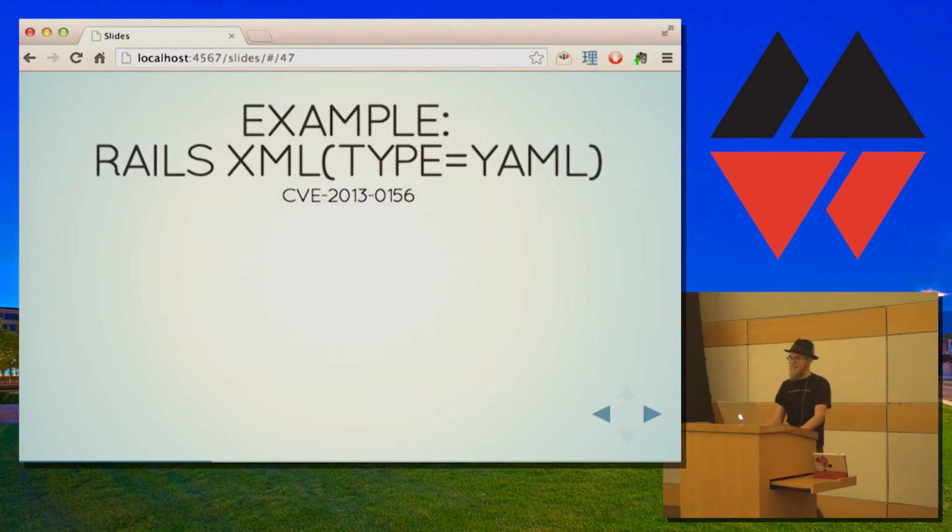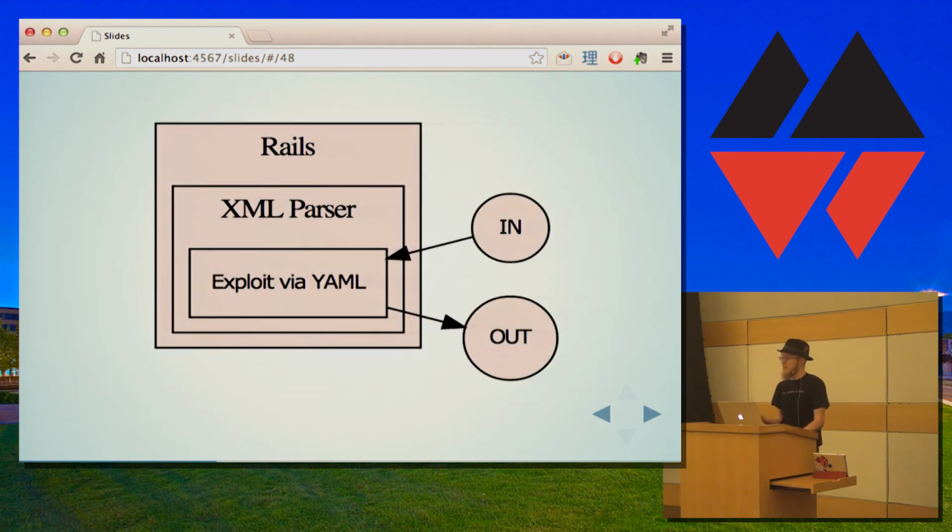So let's talk about an example. Last year, Rails had this bug where, when you had XML that you were trying to parse, it would take that XML, and if it had a special little thing in it, it would read that text as YAML, and that was a bad idea. The reason it was a bad idea is because with YAML, you can get access to any class. You can create an object of any class that's in the runtime with the particular YAML that Rails was using.